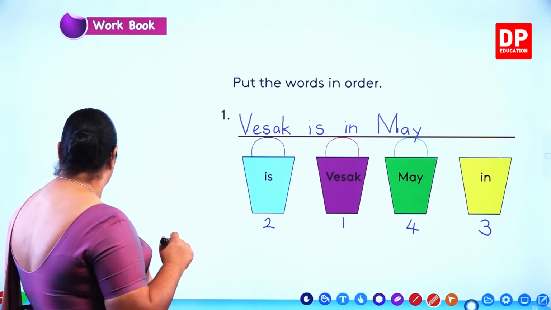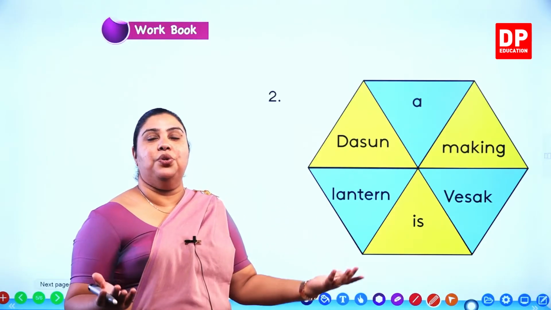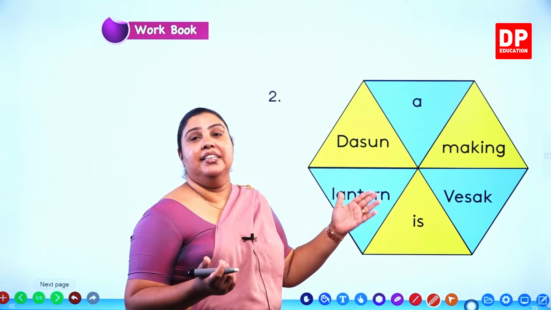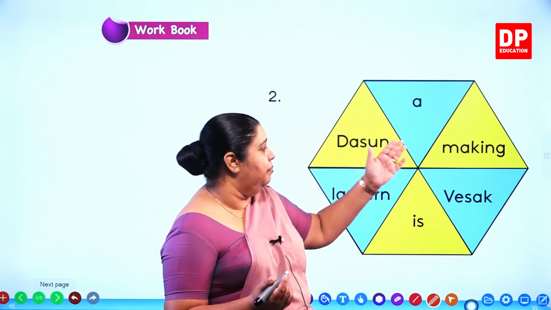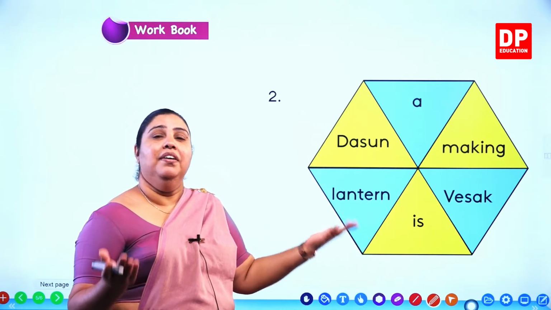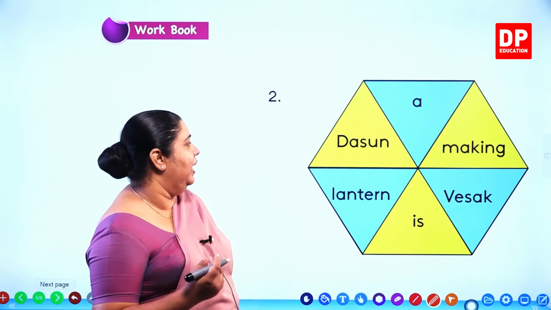So we have completed the first one. Now the second one. Dasun making Vesak is lantern. Oh, that's wrong. That has no meaning. Dasun making Vesak is lantern. That is all wrong. What should it be? How should it be?